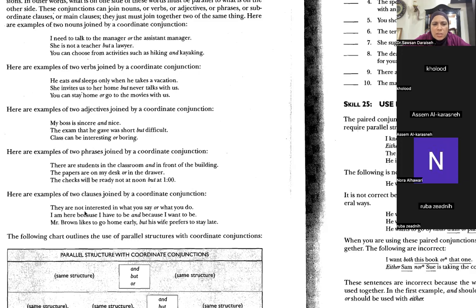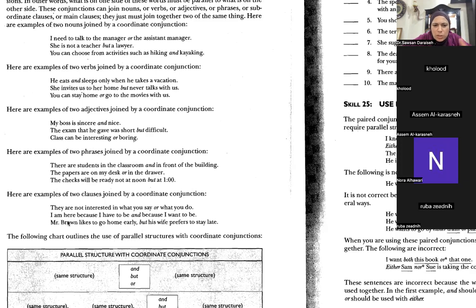So they are not interested in what? In what you say or what you do. What you say is a clause, and what you do is another clause. So they are not interested, هم مش سائلين, مش مهتمين, بشو? In what you say, باللي بتحكيه أو اللي تعمله, all right? يعني, this is not nice, right? Yeah, but some people say sentences like that, all right?